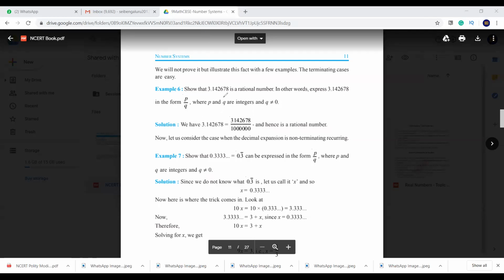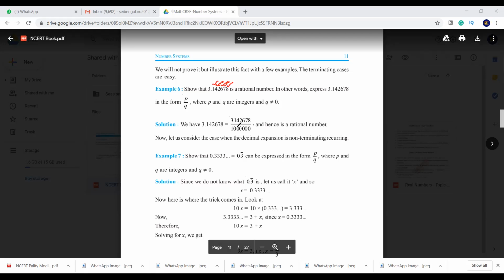Here, after the decimal, how many numbers are there? 1, 2, 3, 4, 5, 6 numbers are there. In the first step, leave the decimal and write exactly the same number, divided by 1 followed by zeros. How many zeros do you have to put? 1, 2, 3, 4, 5, 6. There are 6 digits after the decimal, so 6 zeros and a 1 should be placed.